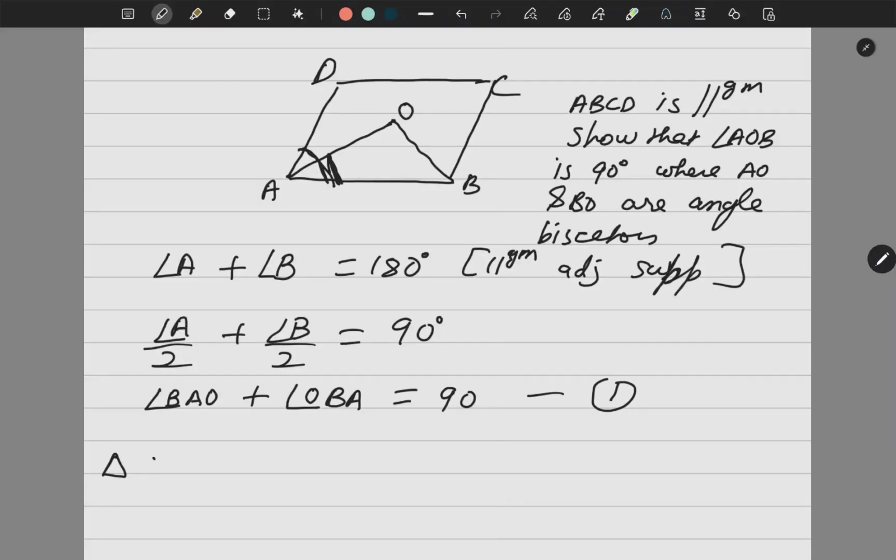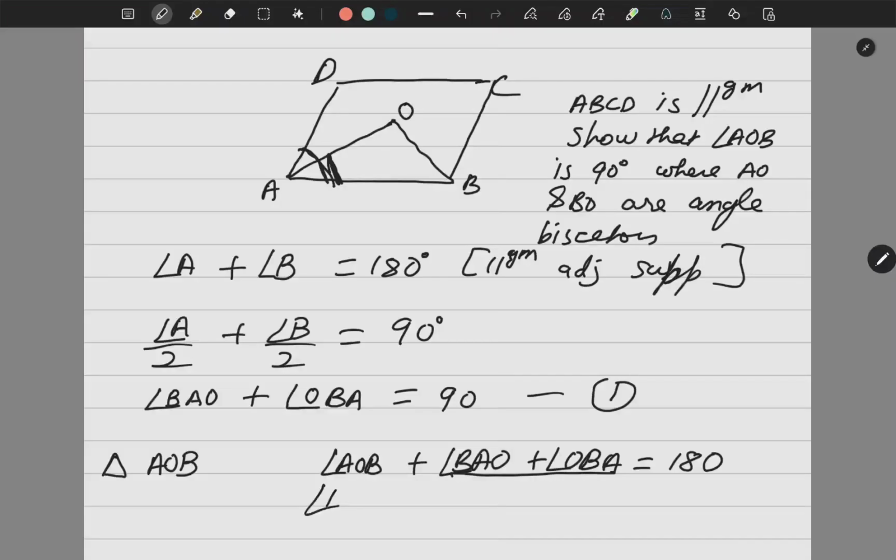Now look at triangle AOB. By angle sum property, angle AOB plus angle BAO plus angle OBA is equal to 180. Now from equation number 1, BAO and OBA sum to 90. So angle AOB plus 90 is equal to 180. So angle AOB is equal to 90 degrees. Correct? And I am done. This is what they are asking. So we are done with the proof.